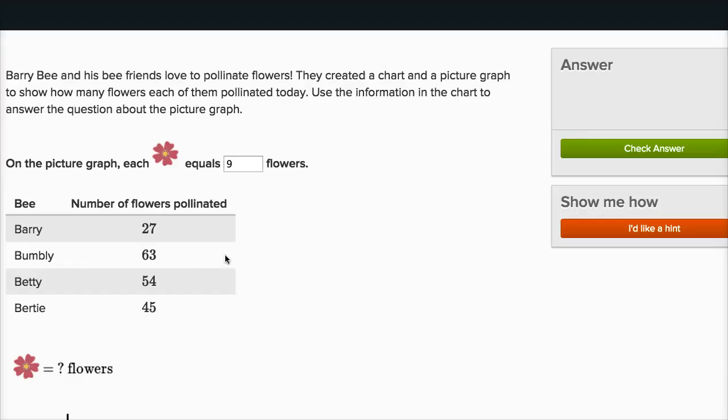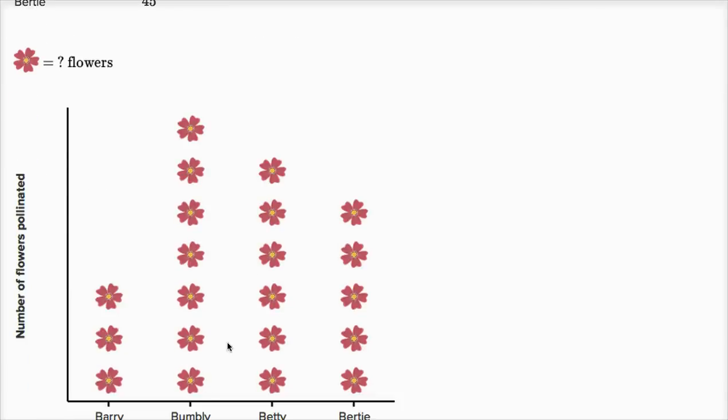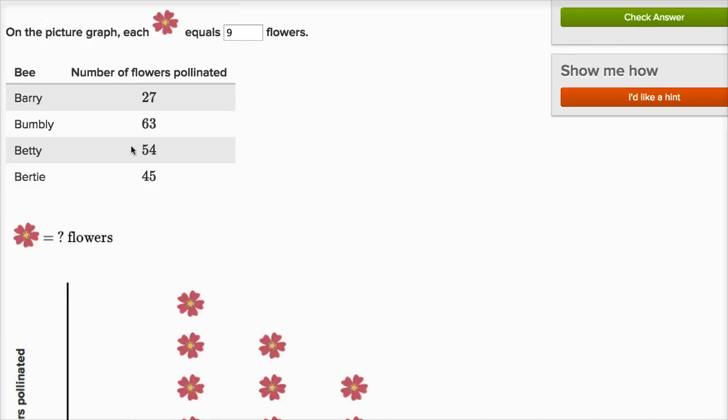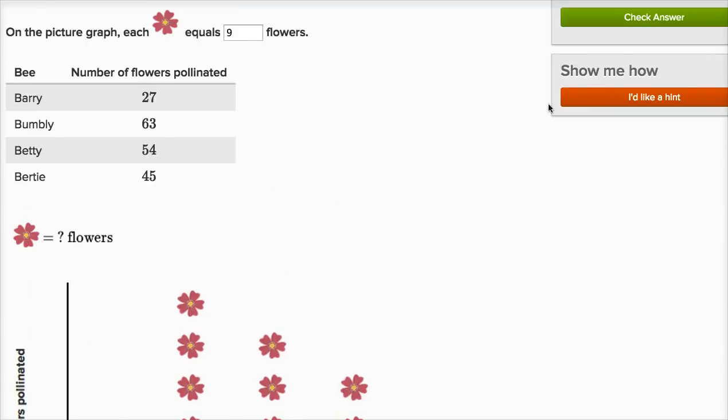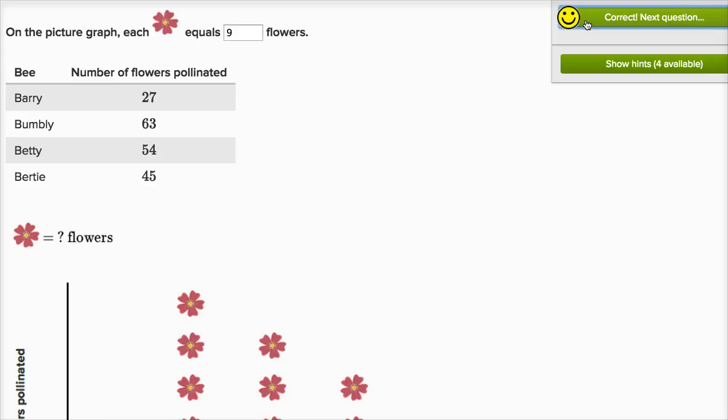So for Bumbly, 63. So let's see, 9, 18, 27, 36, 45, 54, 63. Yep, it looks like it works out. Betty is 1, 2, 3, 4, 5, 6. 6 times 9 is 54, and that is the number of flowers she pollinated. Birdie, 1, 2, 3, 4, 5. If each of those pictures represents 9, then 5 times 9 is 45, and that is the number of flowers Birdie had actually pollinated.